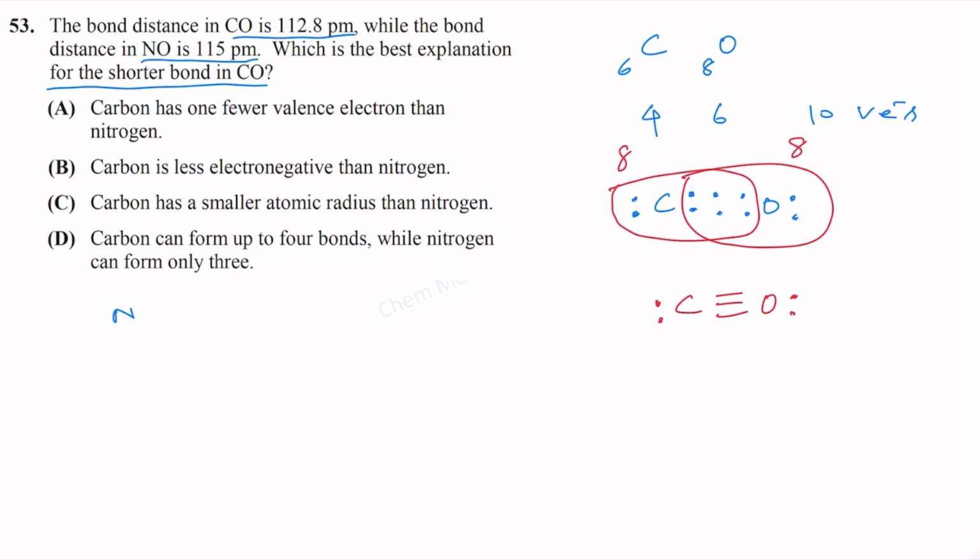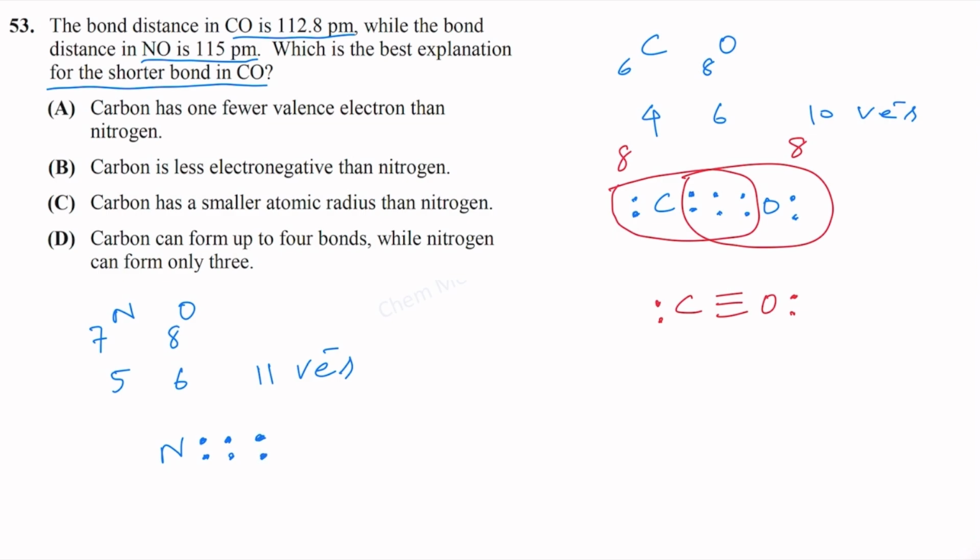Now for nitrogen the atomic number is 7, therefore we have 5 valence electrons. For oxygen atomic number is 8, we have 6 valence electrons. Here we have 11 valence electrons. Even though we have 11 valence electrons, we cannot put 3 bond pairs between nitrogen and oxygen.